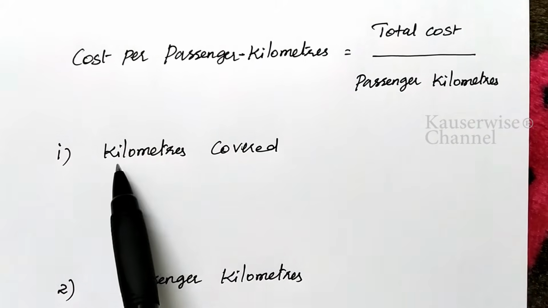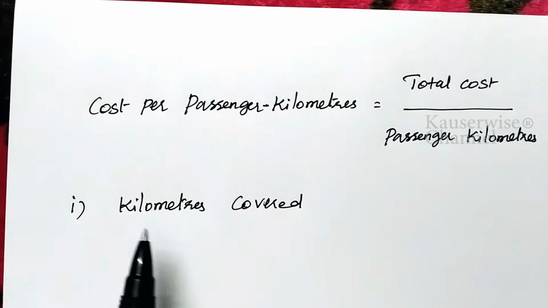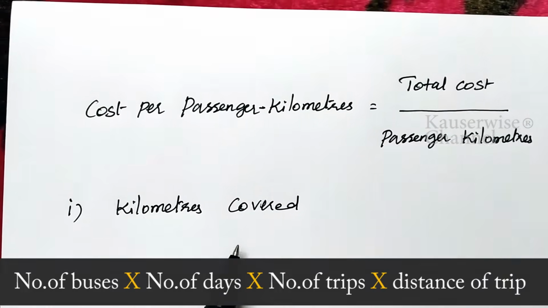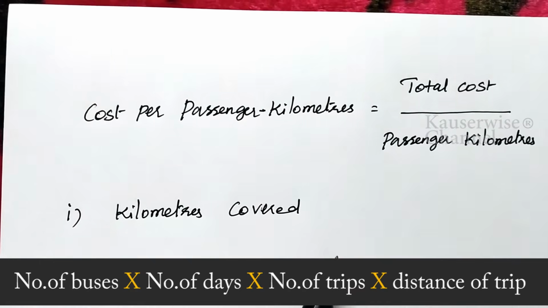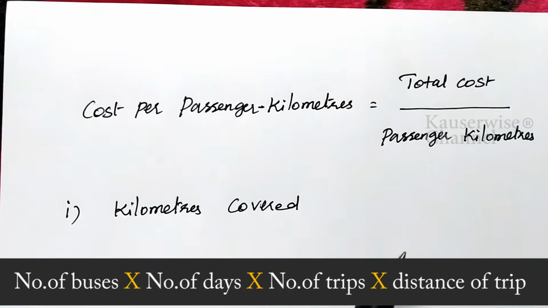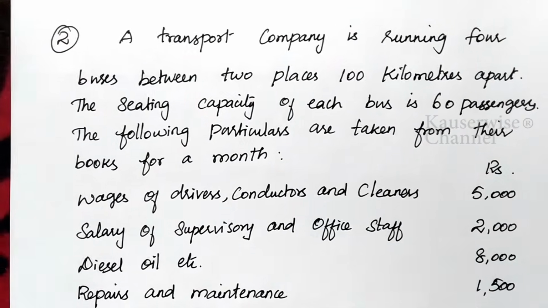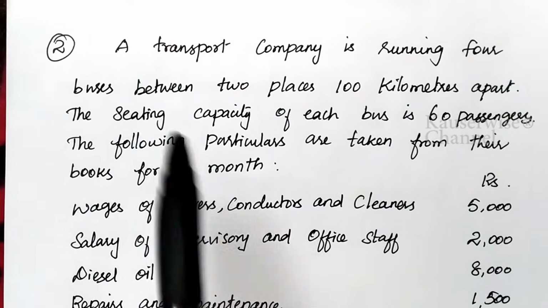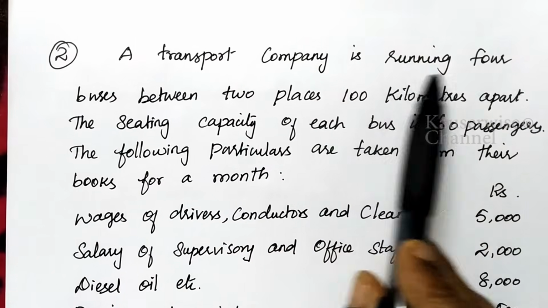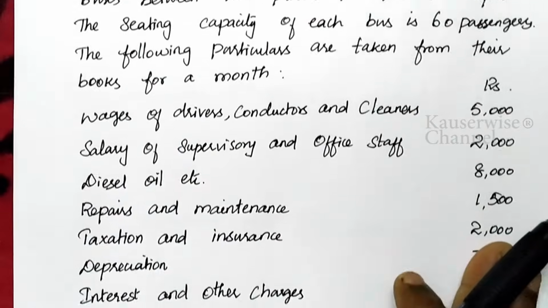Okay. Let us see the calculation for kilometers covered. What is the formula to find out kilometers covered? Number of buses into number of days into number of trips into distance of trip. So according to our problem, how many buses? A transport company is running 4 buses. So 4 buses, and then number of days.